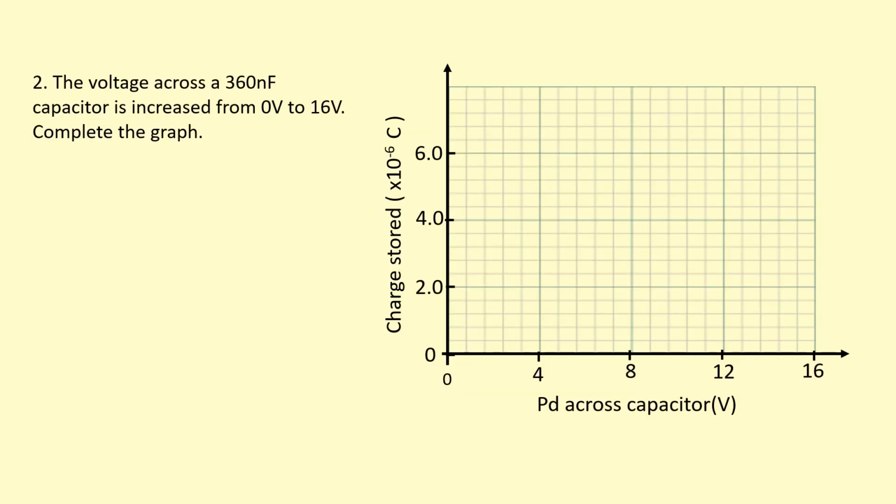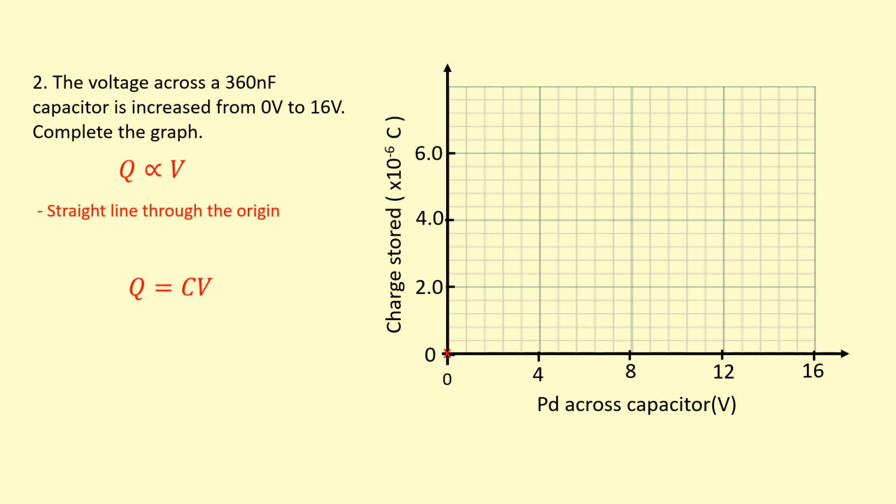Example 2. The voltage across a 360 nanofarad capacitor is increased from 0 volts to 16 volts. Complete the graph. Okay, so this is Q against V, charge against voltage. So it's plotting this equation basically. Now in this equation, capacitance is a constant because we're looking at a particular capacitor in this question. So Q is directly proportional to V. So we should get a straight line that goes to the origin when it's directly proportional. So I'm going to put a cross at the origin because I know it's going to go through there.